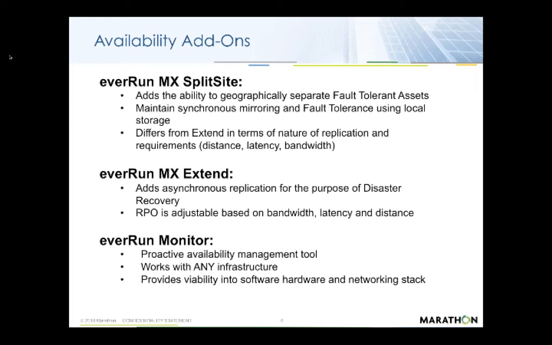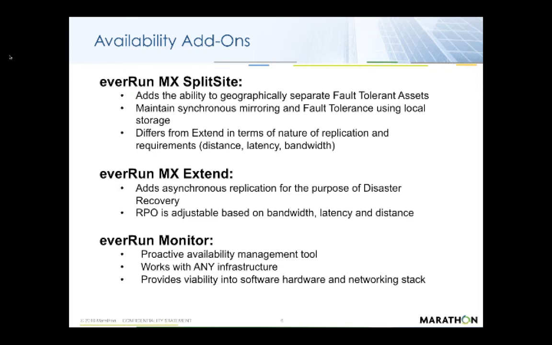As we move down to MX Extend, this is where we start getting into asynchronous replication and adding a disaster recovery element. This is if you're running an MX, either with or without split site, and you want to replicate data to a site that is two states over, ten states over, across the country, across the world. As long as you have some level of connectivity between these two sites, Extend will allow you to asynchronously replicate data for the purposes of disaster recovery, and it will work in just about any situation.